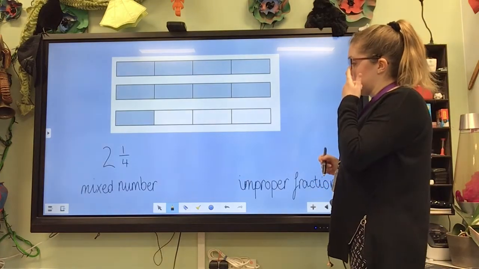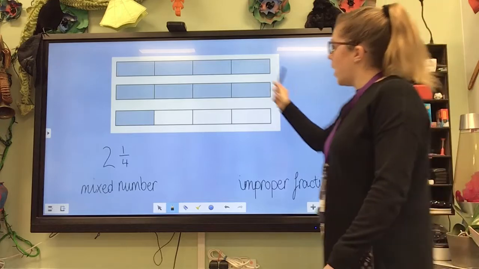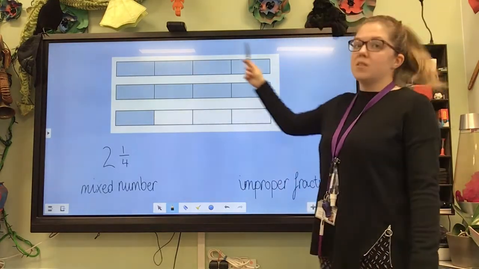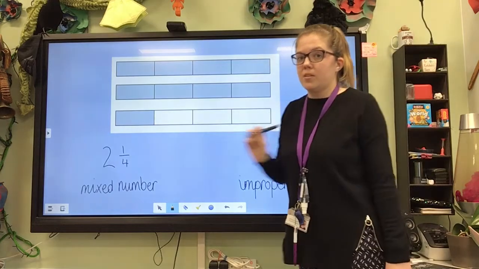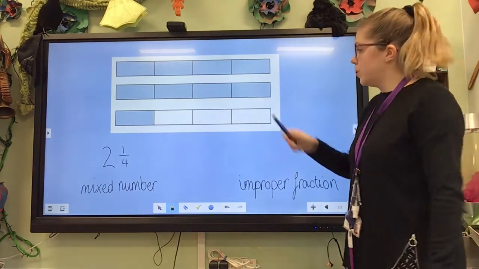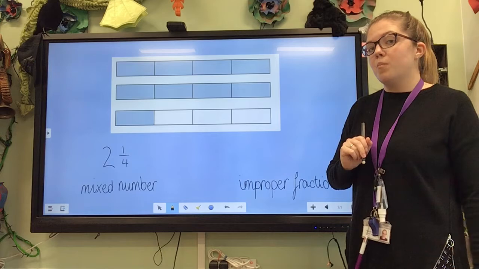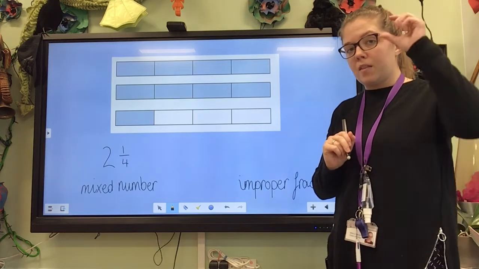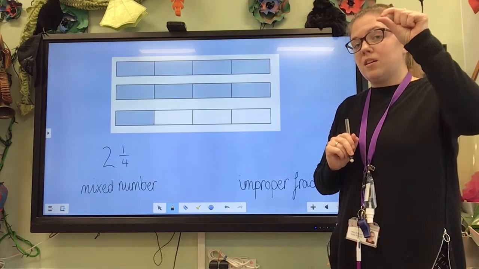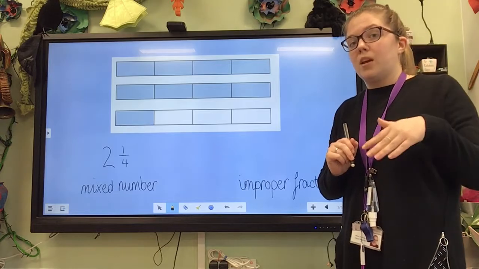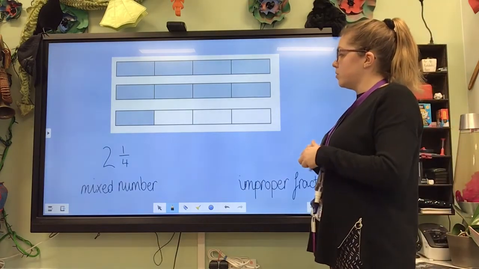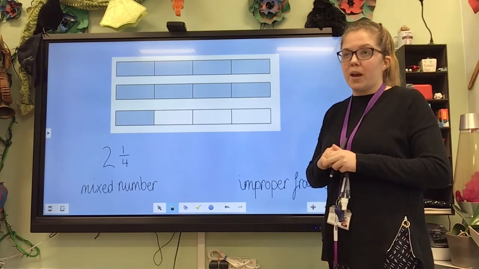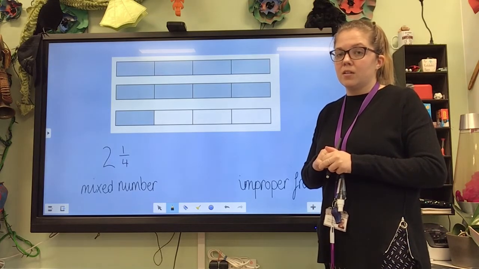Next question. Once again, I've got a mixed number here represented in bars, and I've written the mixed number for you here to get you started. I would like you to convert this into an improper fraction, remembering that the numerator is bigger than the denominator when we're looking at improper fractions. So pause the video and have a go, and then join back in when you're ready to hear the answer.